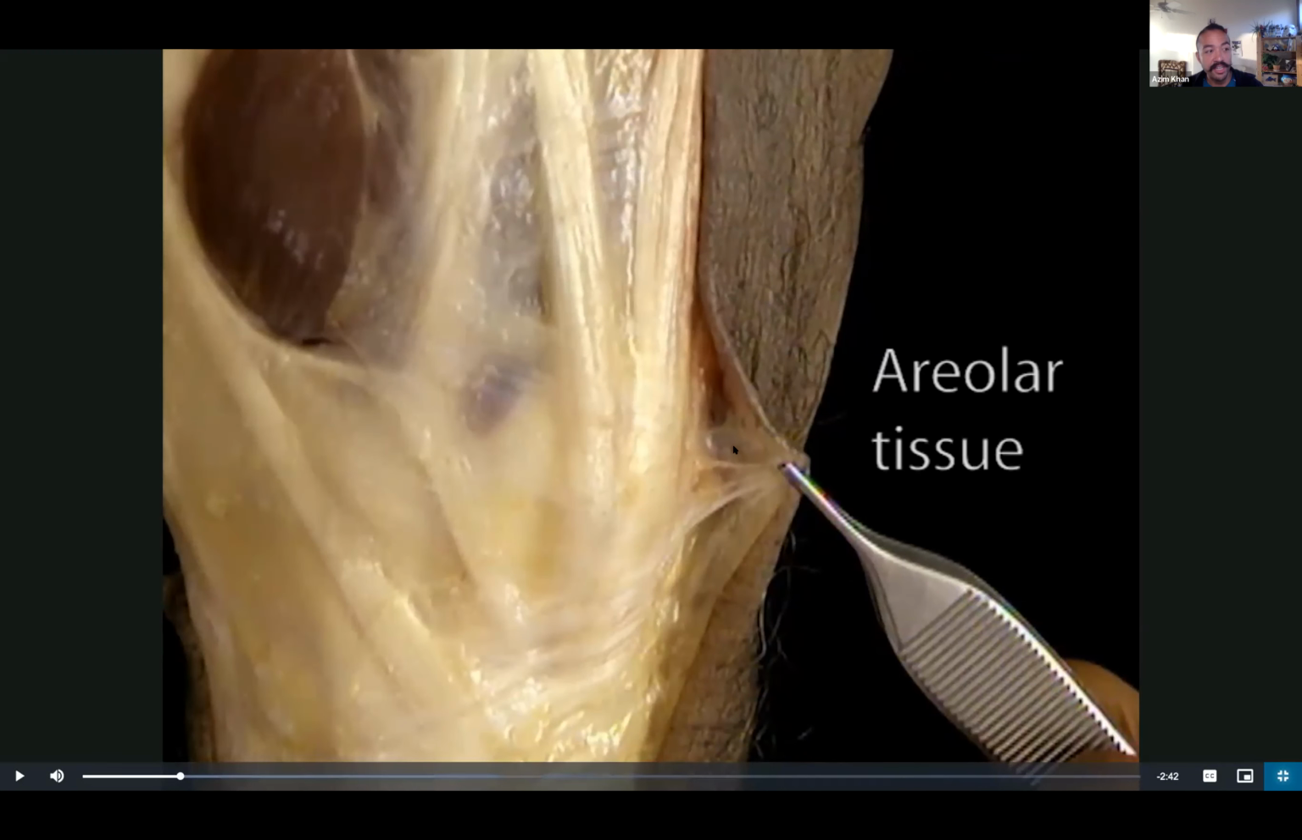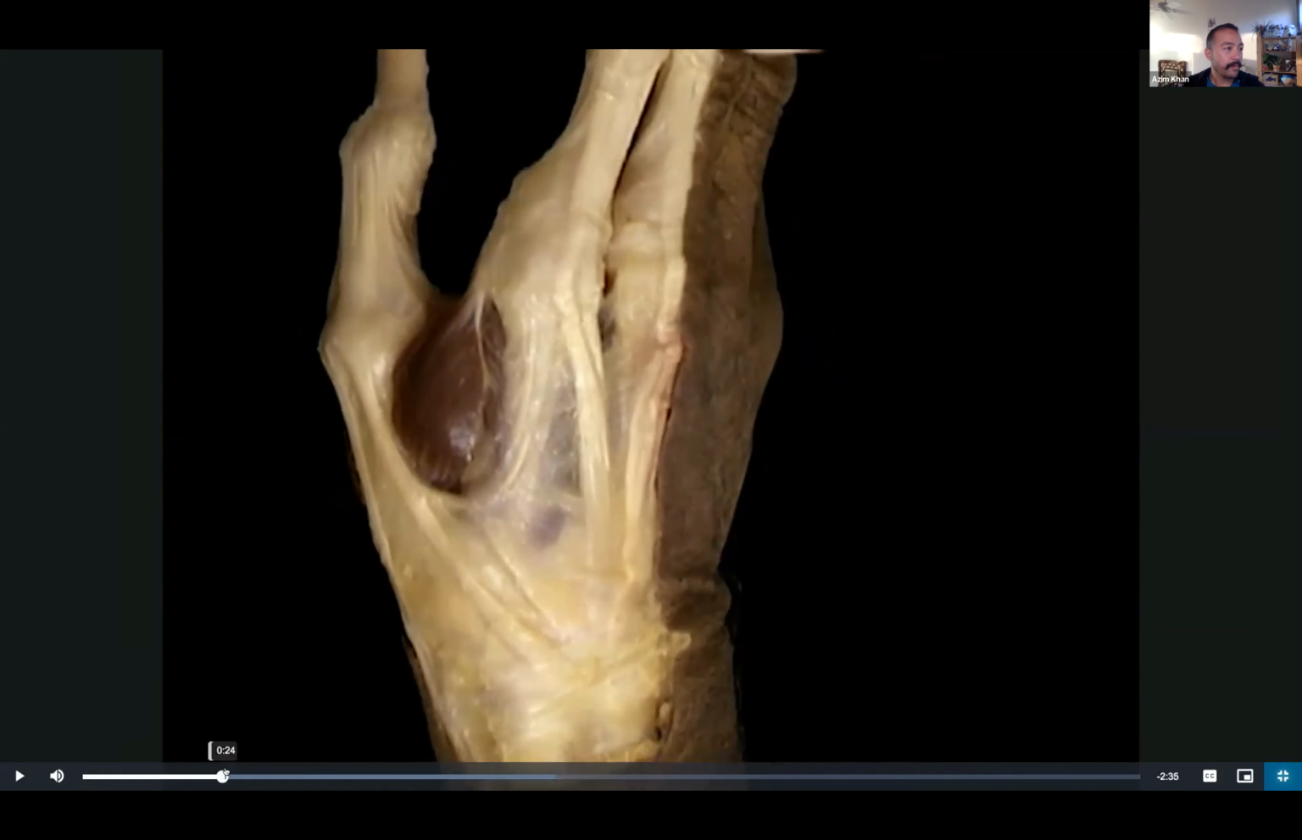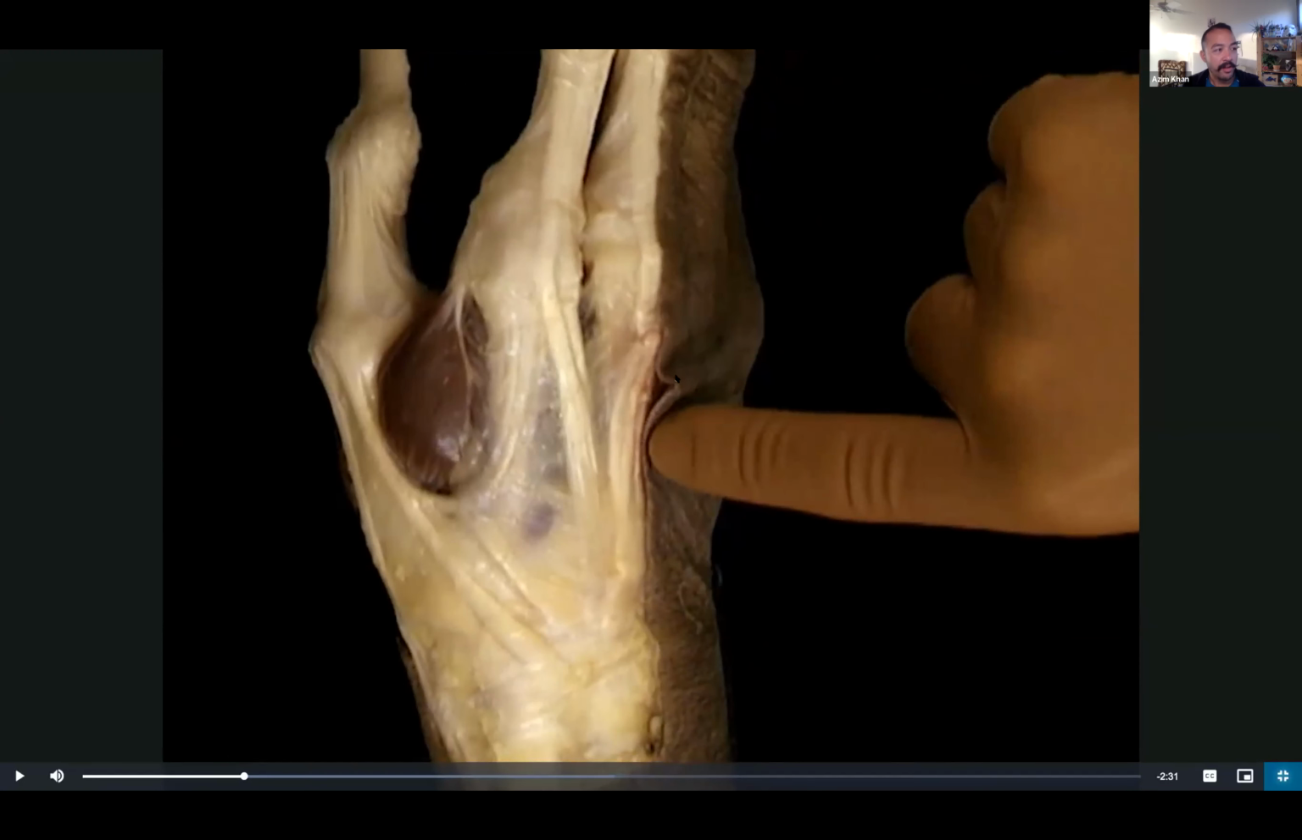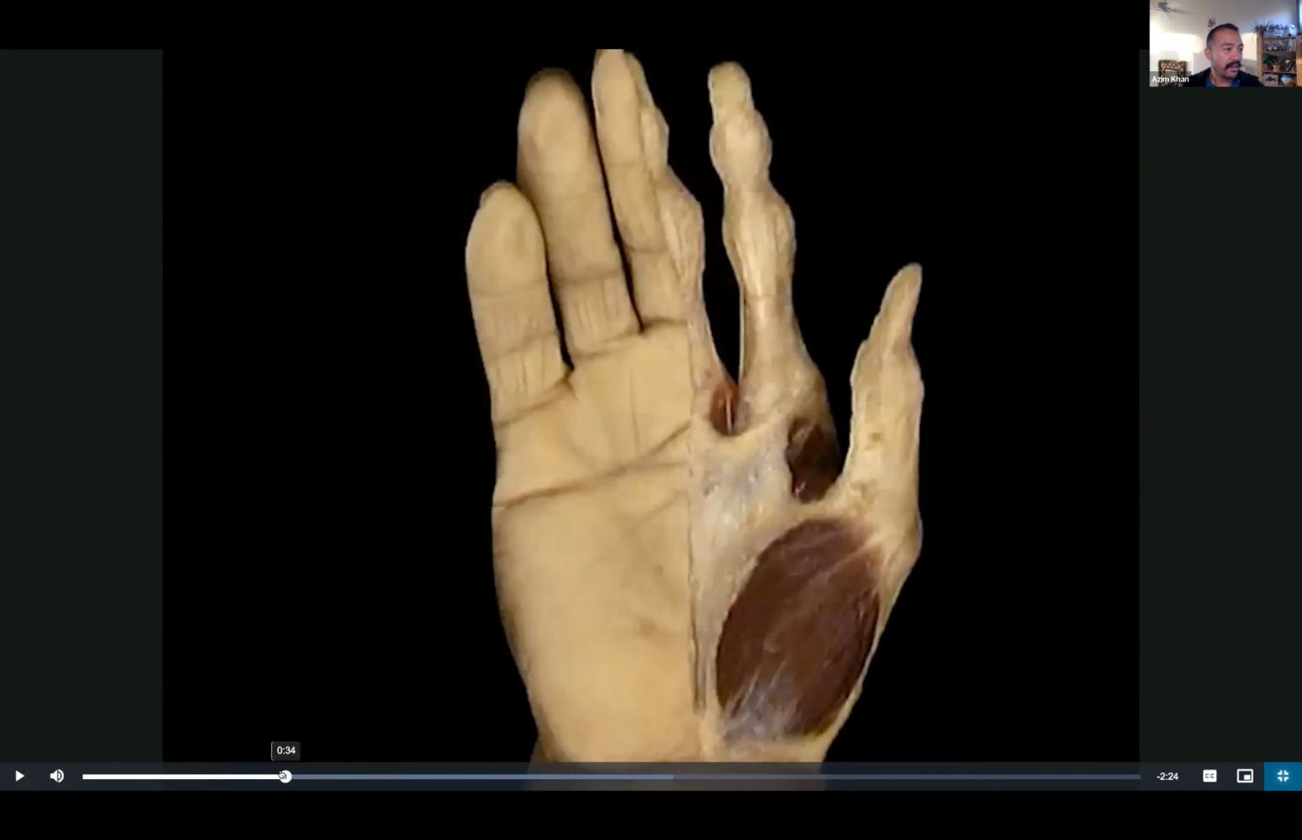You can see the areolar connective tissue holding everything down. And then the yellowish stuff that's deeper, that's fat, the adipose, the subcutaneous. Again, you can see the thin skin found on the back of the hand. And then on the palm, where we have thick skin, it's thicker.